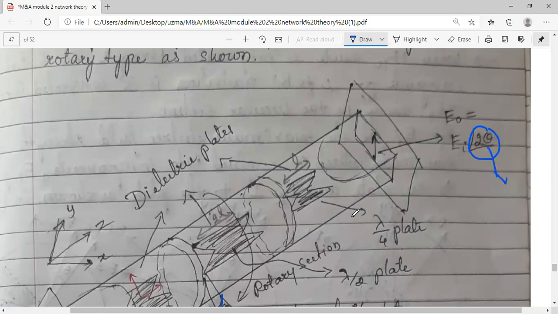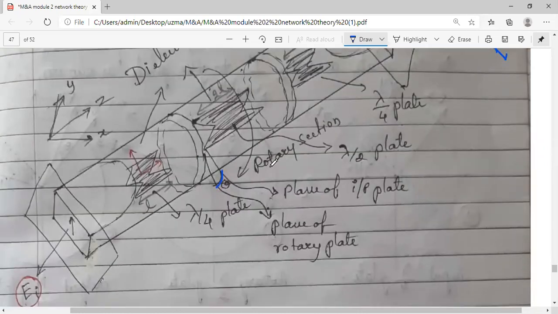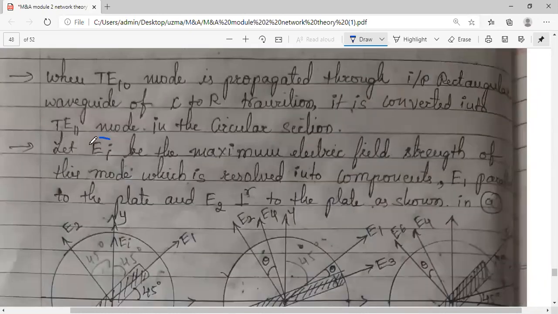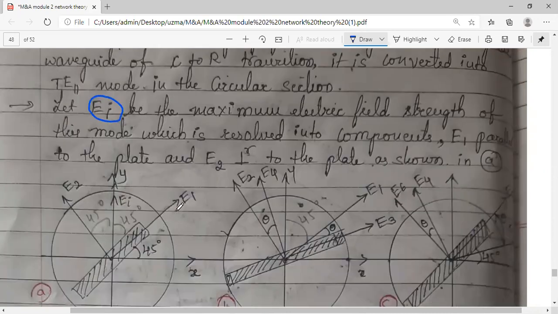How theta is changed to 2 theta, we have to look into that. We have to analyze that mathematically. So we have already started that. We have taken EI as the electric field strength. Quickly I'll just recall. No need to go into depth.